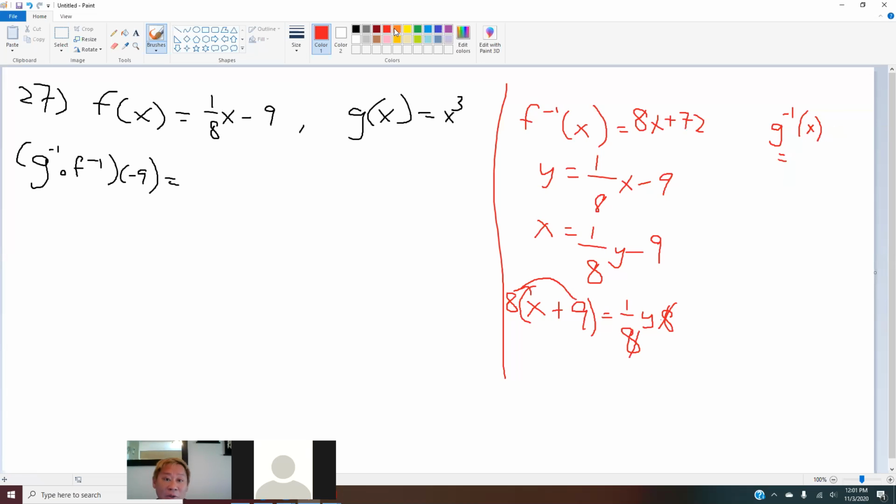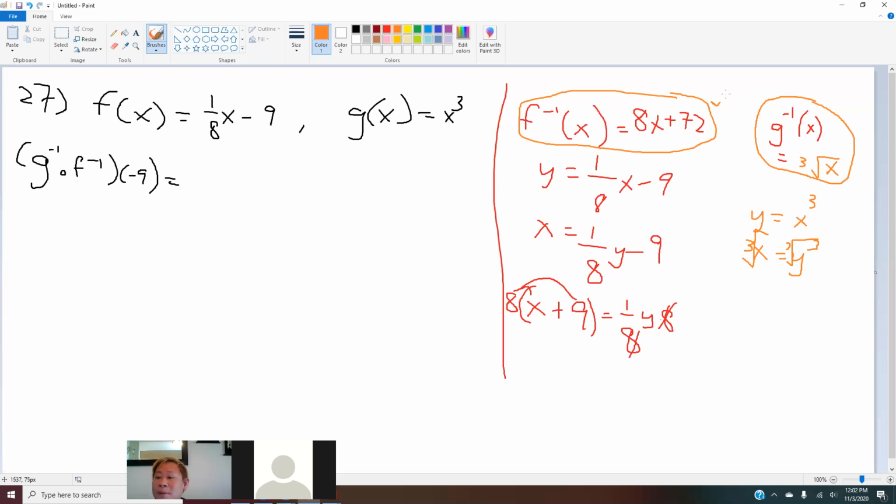You do the same thing for g of x. But g of x is easier to do because g of x in this case is x cubed. So y in this case is x cubed. And then you switch around your x and y. So you get x equals y cubed. And then you solve for y. In order for us to get rid of the cube, you have to cube root both sides. So your inverse function of g is given by cube root of x. So this is the inverse function of f, and this is the inverse function of g.